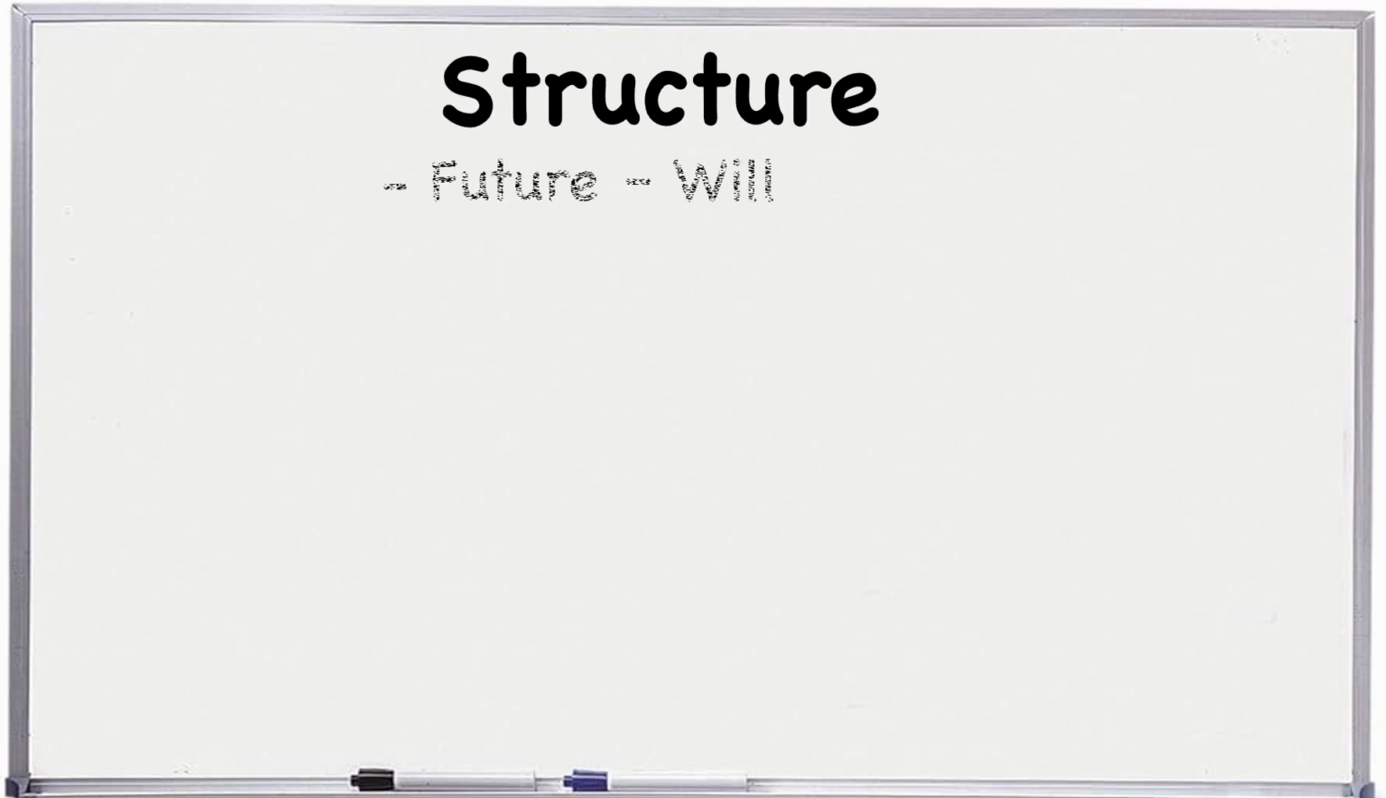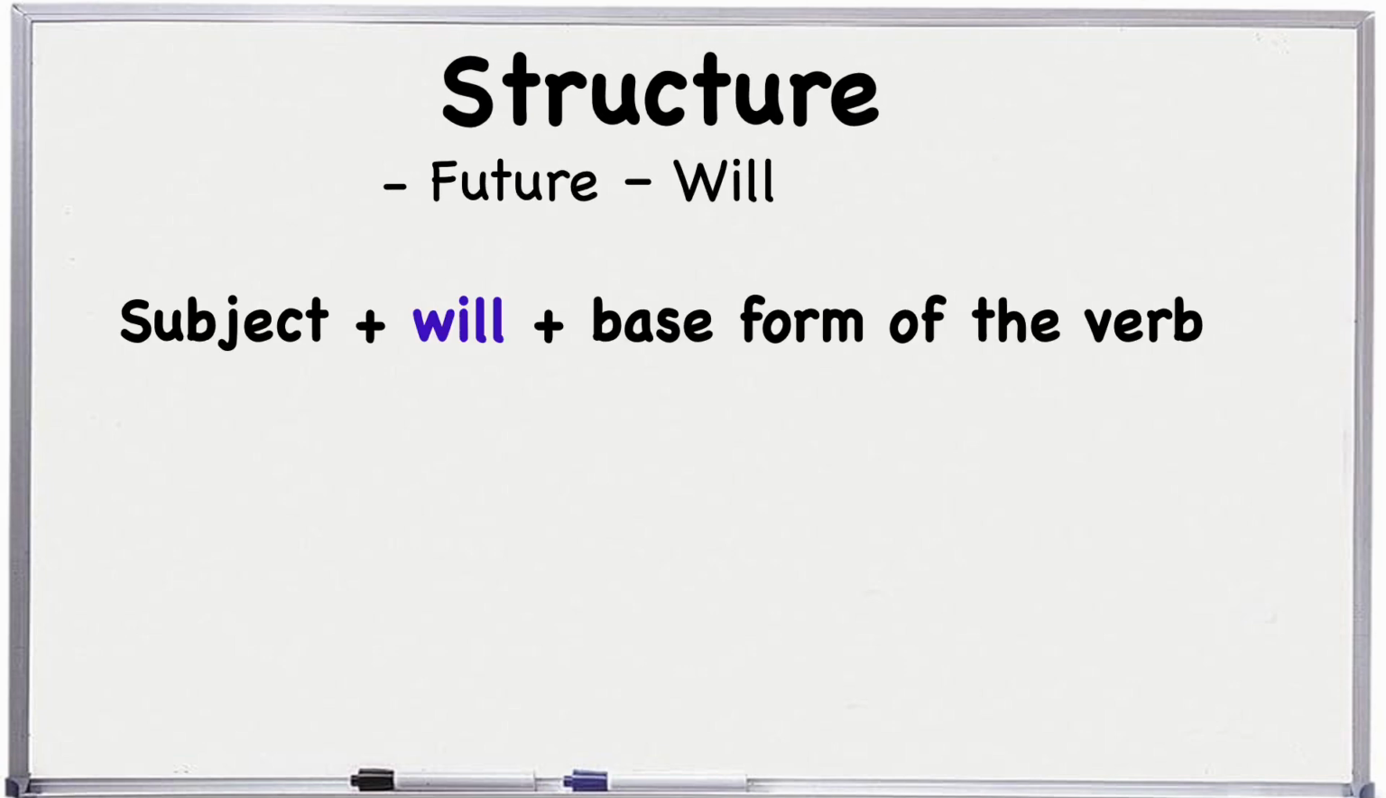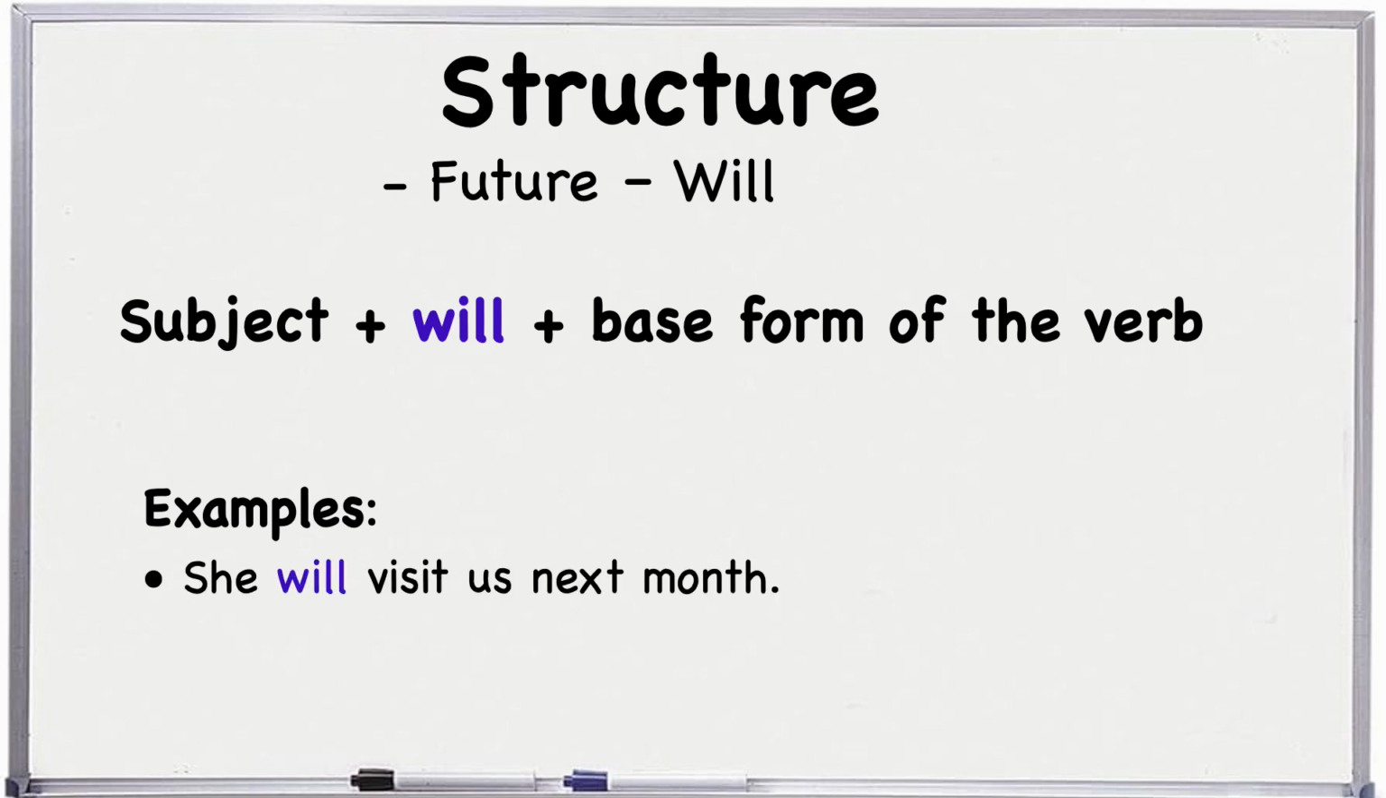So let's have a look at the structure of will. Will is formed with the subject plus will plus the base form of the verb. So for example, she will visit us next month. They will watch a movie later.